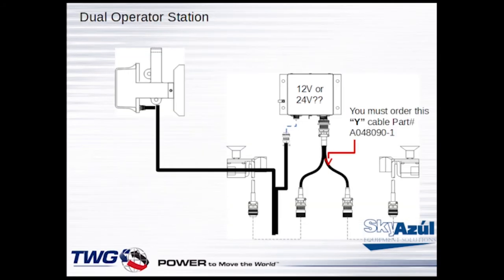For a dual operator station, you need to get an extra indicator and a Y cable of this part number right here. That will give you a dual operator station unit, okay? I get that question quite a bit. That's why I put that in there.